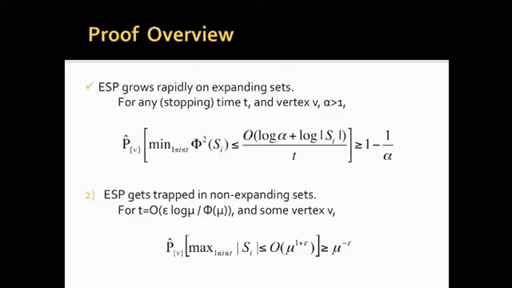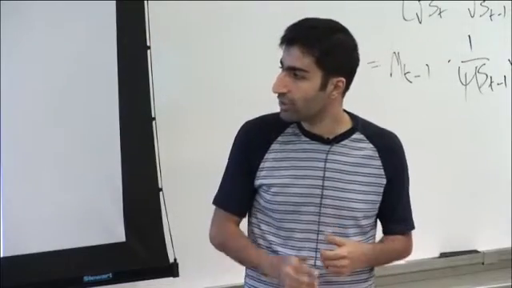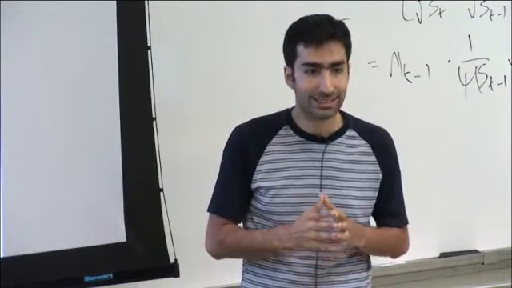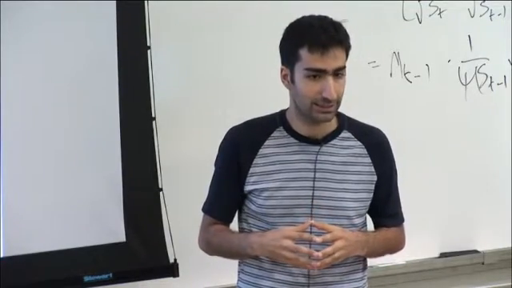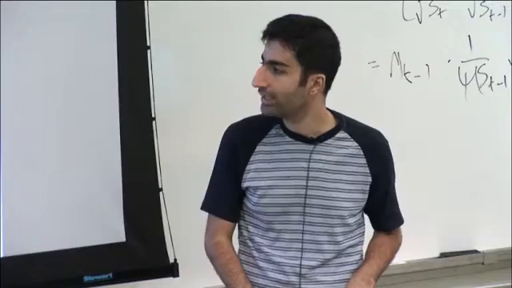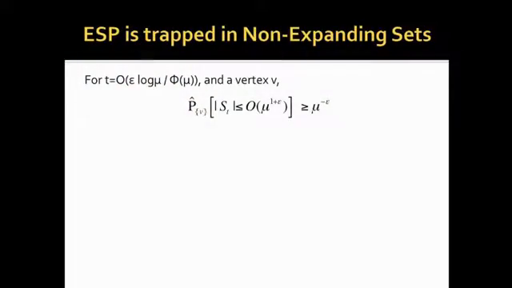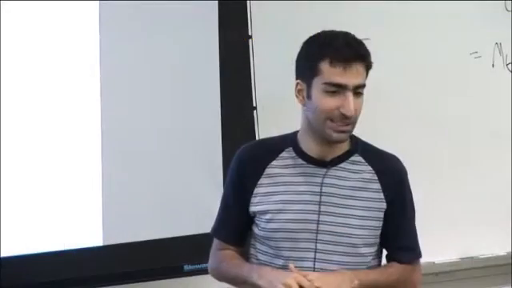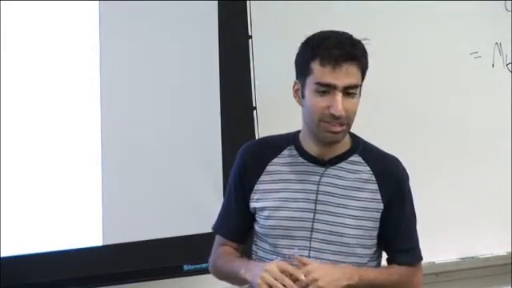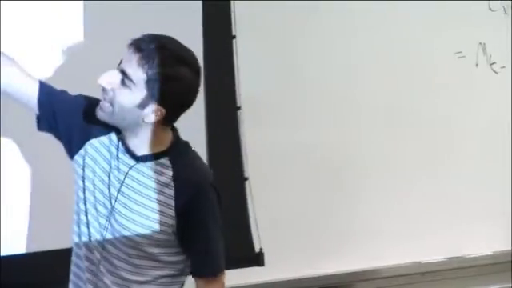Okay? So let me now talk about the second part of the proof. Here we want to show that the set gets trapped in non-expanding sets. Instead of proving that all of the sets are small, let me just prove that the last one is small. And because the process is growing, if the last one is small, essentially all of them should be small. So how are we going to prove that the last one is small?